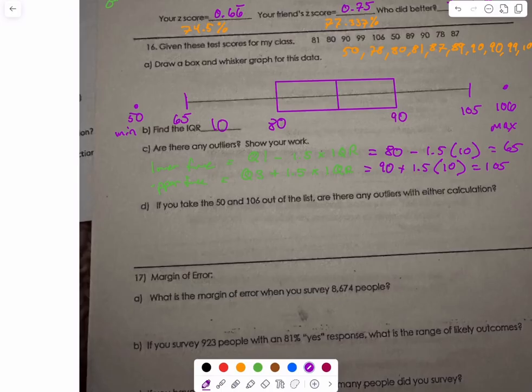This is a little bit different, but that's fine. Any value below the lower fence or above the upper fence is an outlier. So the 50 and the 106 are outliers. Okay, so are there any outliers? Show your work. So 50 and 106 are outliers.